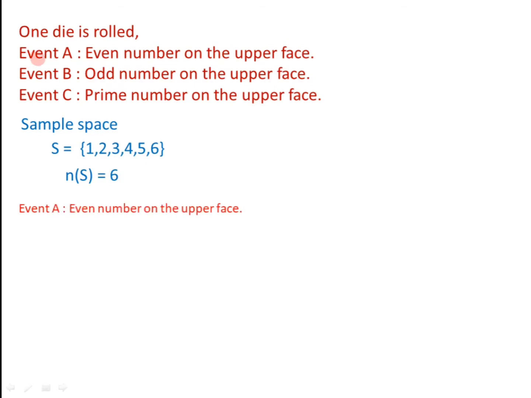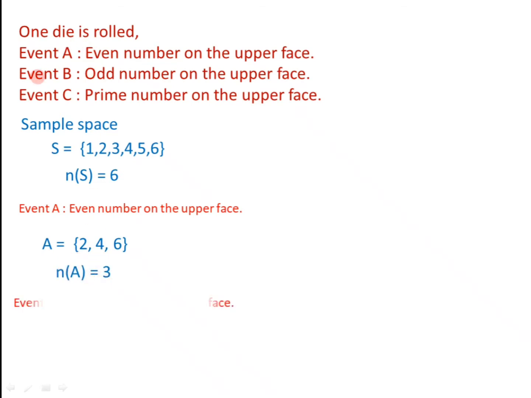Now let us consider the first event, that is event A. We should get even number on the upper face. So for this event, we have to find the number of elements we can get. So in set A, we should have 2, 4 and 6, because out of numbers 1 to 6, there are only 3 numbers 2, 4 and 6 which are even. That's why for event A, the elements would be 2, 4 and 6. So as there are 3 elements in this set, that's why n of A is equal to 3.